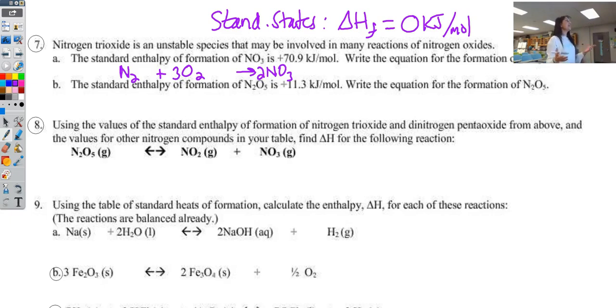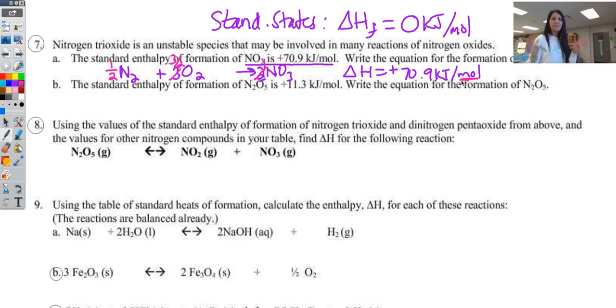Now, the only thing is, this 70.9 kilojoules per mole is actually for 1 mole of making NO3, and in this case, we have 2 moles of NO3. So I can either reduce it or change my number, whichever way you want to do it. If I stick to this positive 70.9 kilojoules per mole, then I need to make this a half, this 3 halves, and this 2 halves, which is simply 1. Now it's written for 1 mole. Keep that in mind, and you would do the same thing for B.